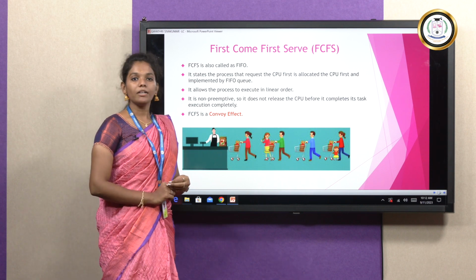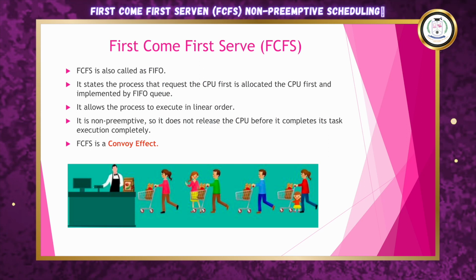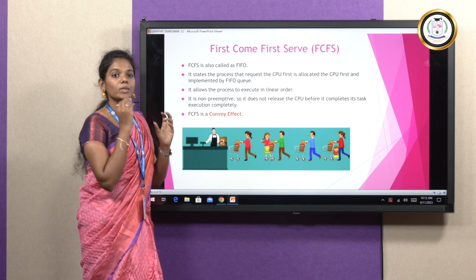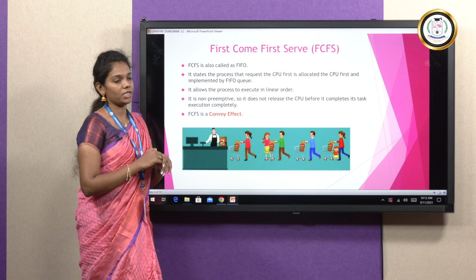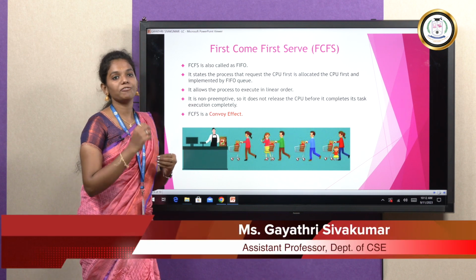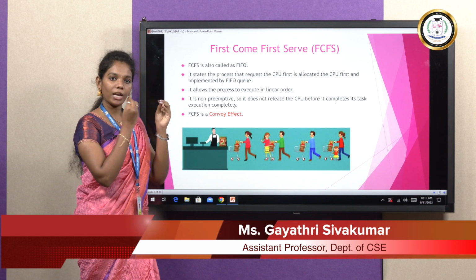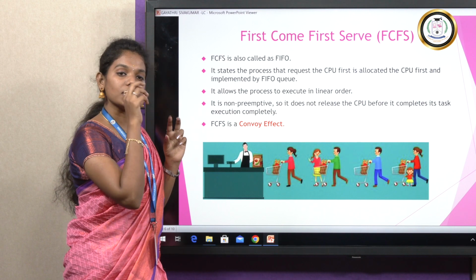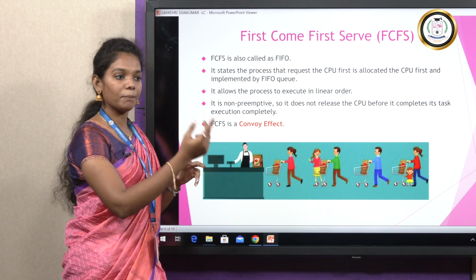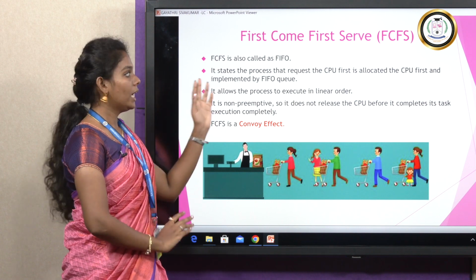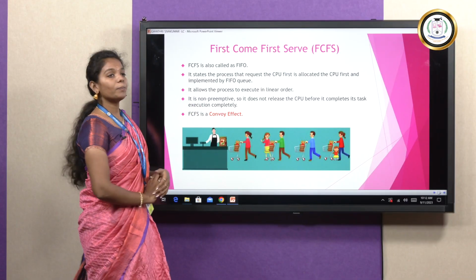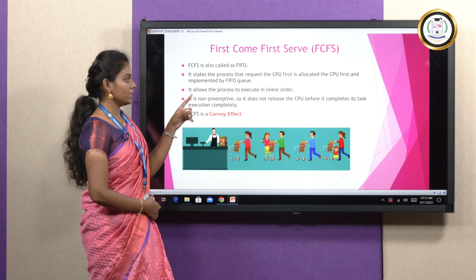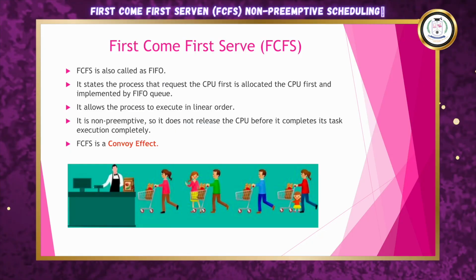The definition states that when processes request the CPU, the process which gives the request first will be allocated the CPU first. That is implemented by a first in first out queue. For example, if we have 5 processes and P1 gives the request first, that process moves to the CPU to complete its execution. Once it's completed, the remaining processes stay in the waiting state. So the processes execute in a linear order. Here it is non-preemptive.